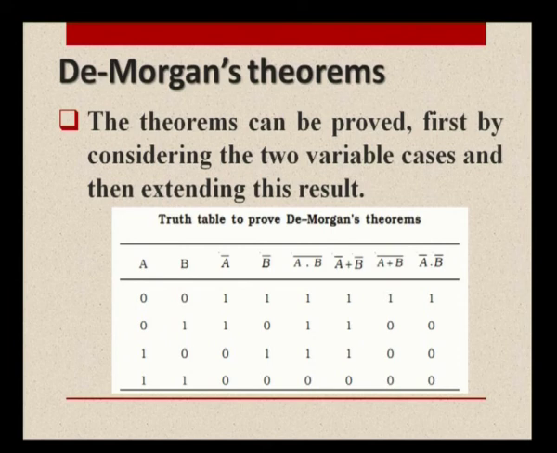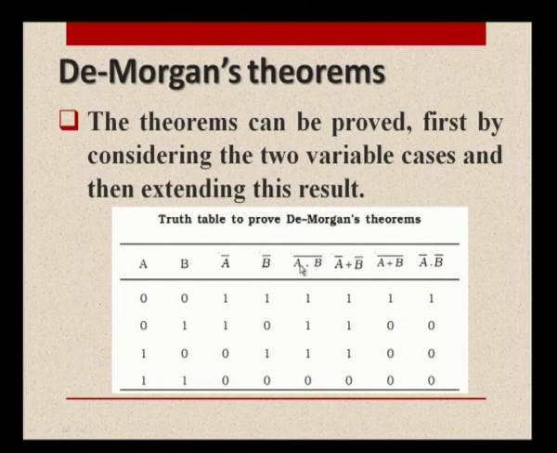The theorems can be proved first by considering the two variable cases, namely A and B, and then extending this result. See here, the truth table is formed for A and B, two inputs. The usual combinational input is represented here. Their individual complements, the A complement and B complement, are also given. The remaining 4 columns involve the De Morgan's theorem.